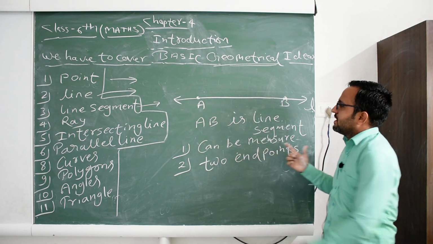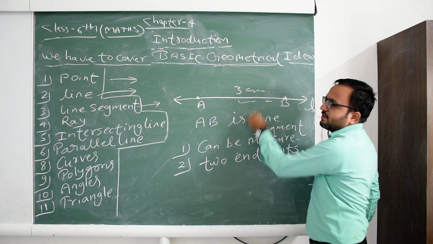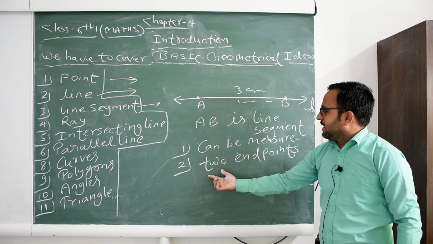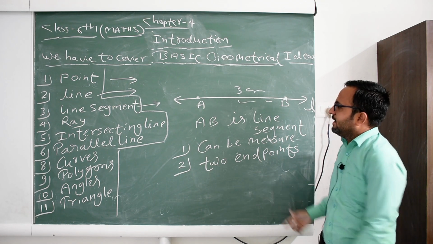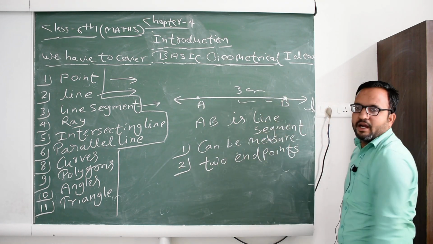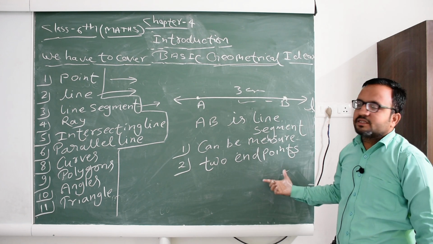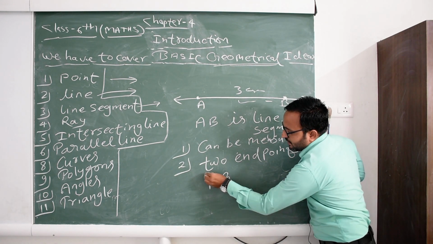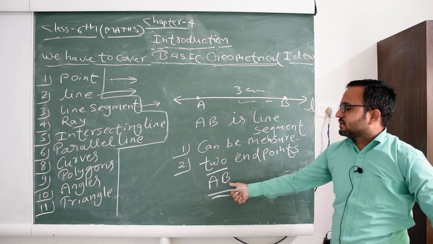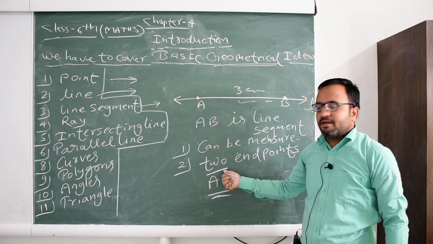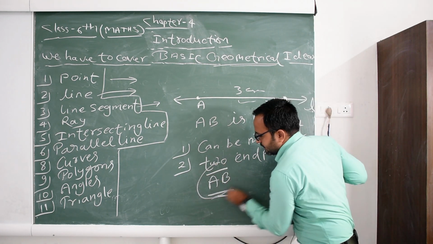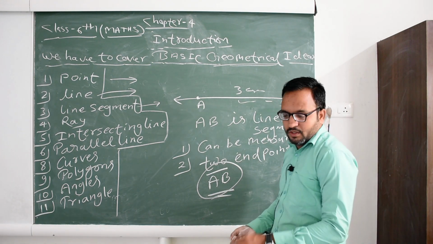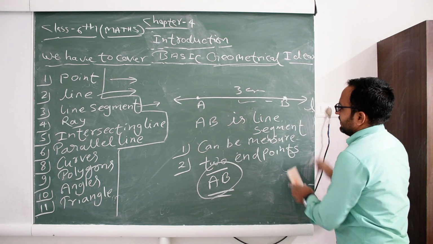It can be measured, 3 centimeter or 4 centimeter or 5 centimeter, with the help of a scale. And a line segment has two end points. So this is your line segment, and it is denoted by AB like this. This is the symbolic notation of the line segment. Now we discuss ray.